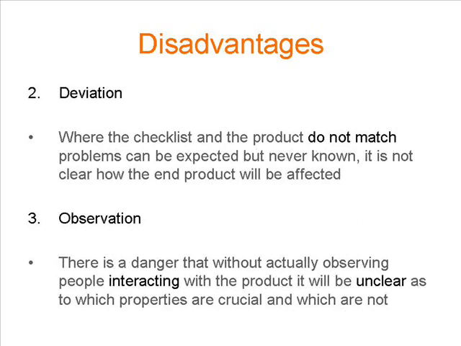2. Deviation. Where the checklist and the product do not match, problems can be expected but never known. It is not clear how the end product will be affected. 3. Observation. There is a danger that without actually observing people interacting with the product, it will be unclear as to which properties are crucial and which are not.